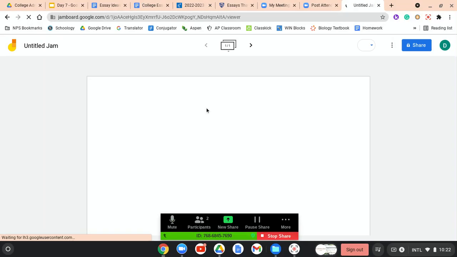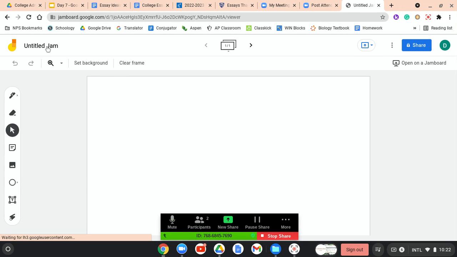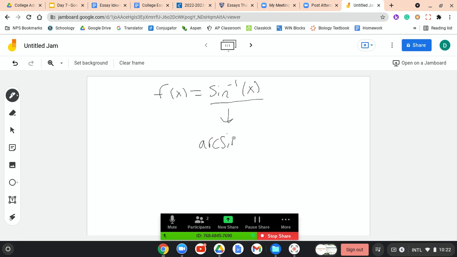Okay. So I'm going to write the arc sine function. f of x equals sine inverse of x. And remember the notation we talked about in unit 1, that this means the same thing as this. They're just different ways to write the same thing. So here's the arc sine function, and I'm going to call it either arc sine or inverse sine. They're the same thing.